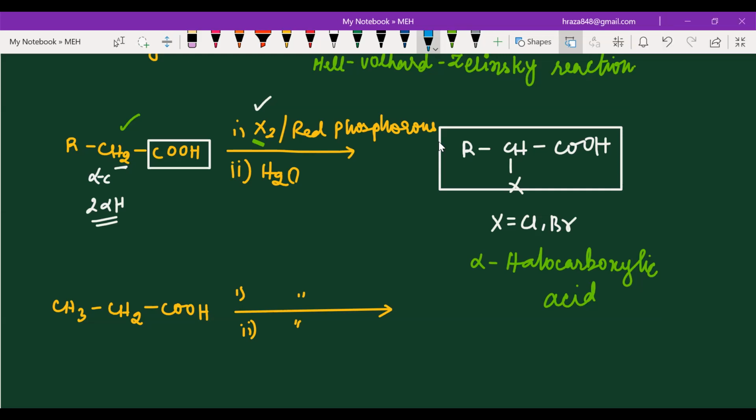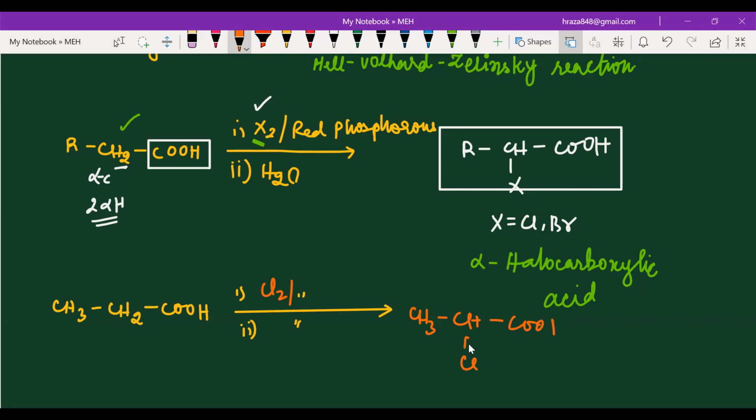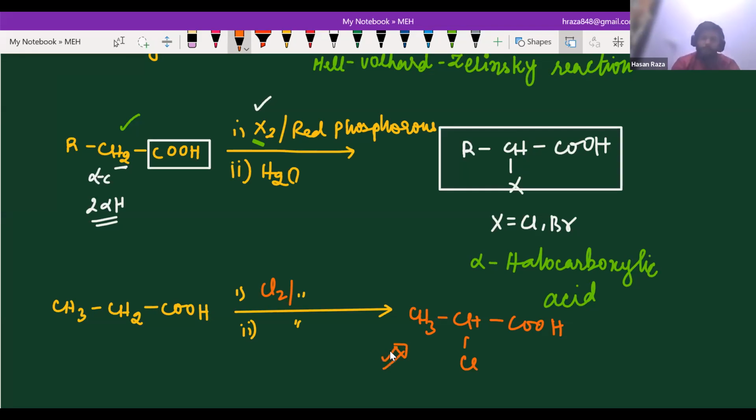Sir, it will be CH3, CH, and then down is X, X, and let's say then it is Cl2 in the presence of red phosphorus. Can you name it? Can you write the IUPAC name of this? Yes, sir. Please do.